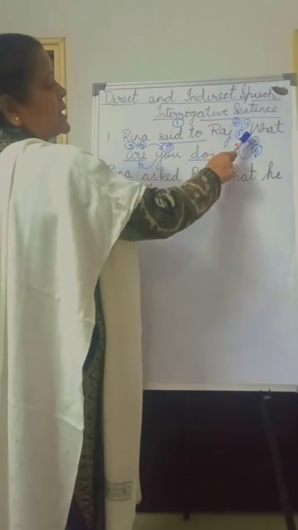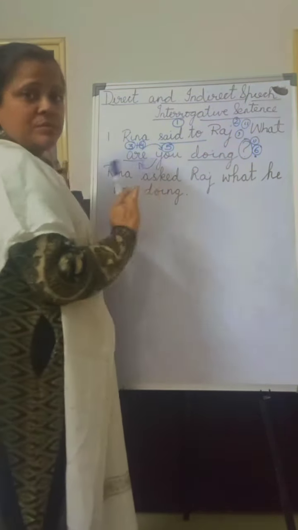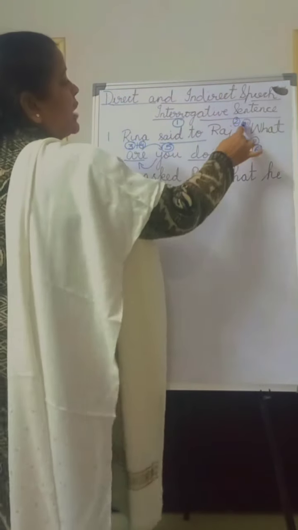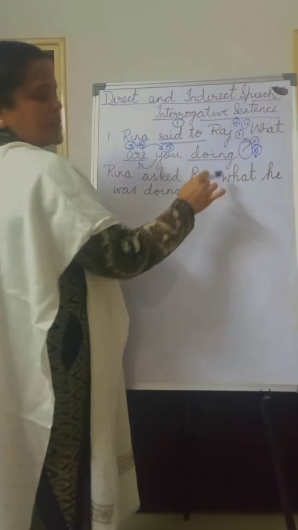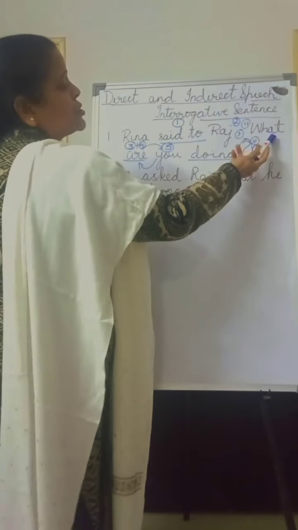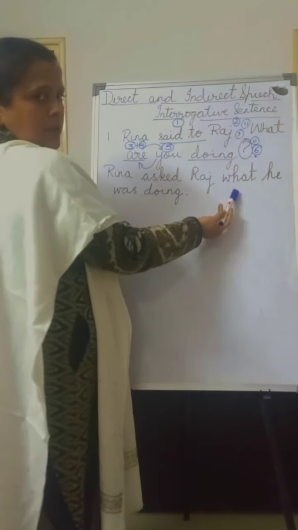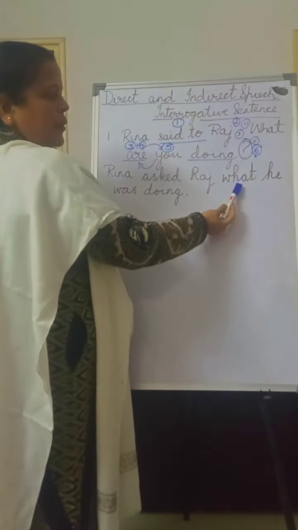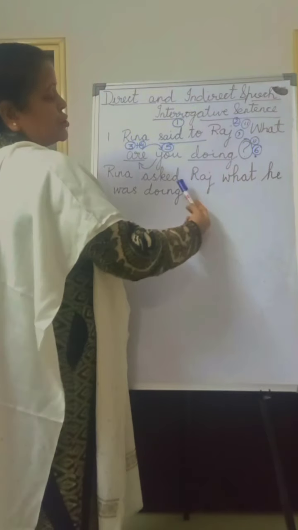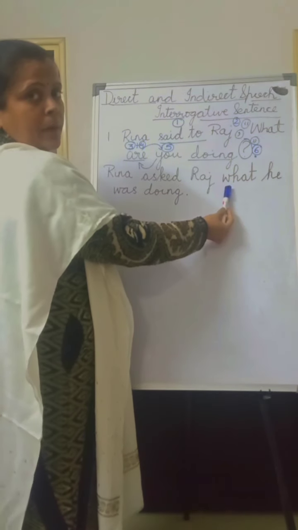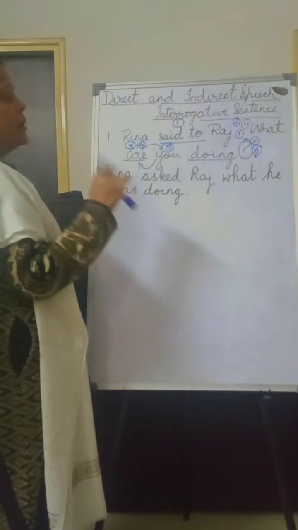Now what is the second step? Remove comma and inverted commas. Remove. No replacement. So we have removed comma and inverted comma. Nothing is here. Then we are going just to copy this interrogative word here. Alright, so we have copied the interrogative word here, but as it is continuation of the sentence, so we will use small letter.